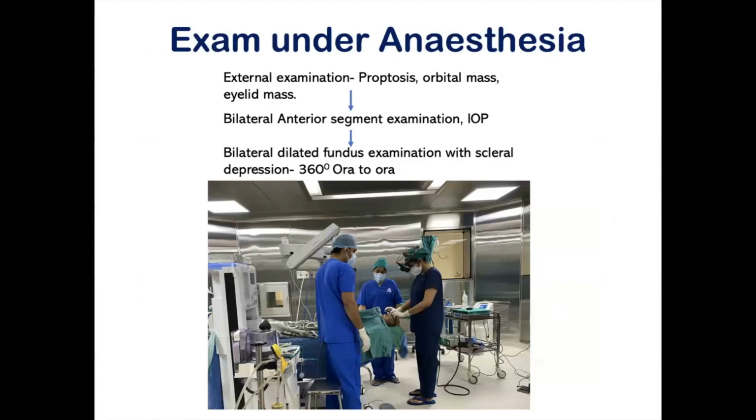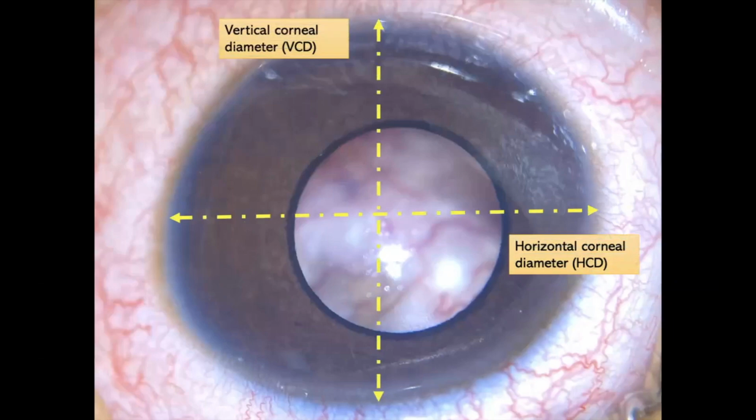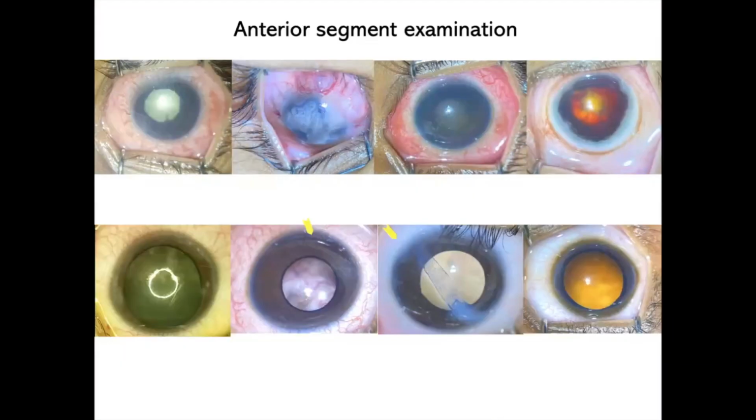This is then followed by examination under anesthesia to note any external findings, for example, proptosis, orbital mass, or eyelid masses, followed by bilateral anterior segment examination and intraocular pressure documentation, followed by bilateral dilated fundus examination with scleral depression to examine the 360 degrees of the ora. Anterior segment examination covers the measurement of horizontal as well as vertical corneal diameter to rule out microphthalmos or buphthalmos in these eyes, followed by intraocular pressure measurements by Perkins tonometer.